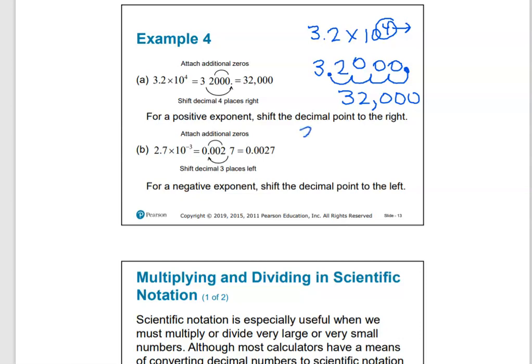Okay, if I've got 2.7 times 10 to the -3rd, then I'm going to write down 2.7. But because it's negative, I'm going to move my decimal to the left 1, 2, 3 spaces. So we're going to put zeros to fill up the rest. So our answer is 0.0027.